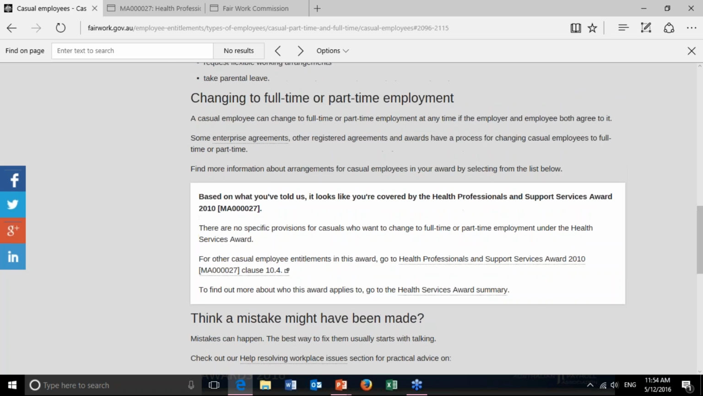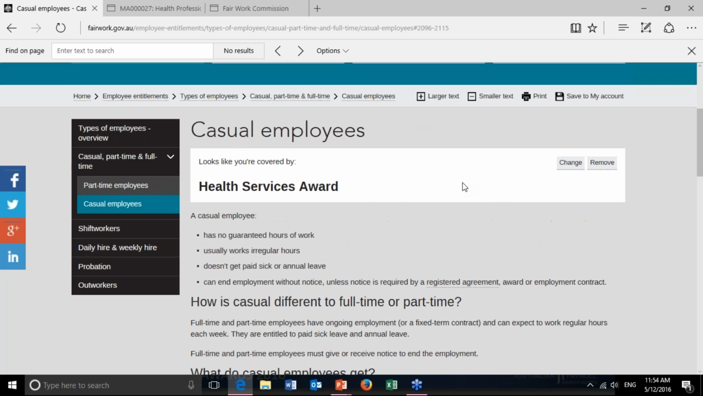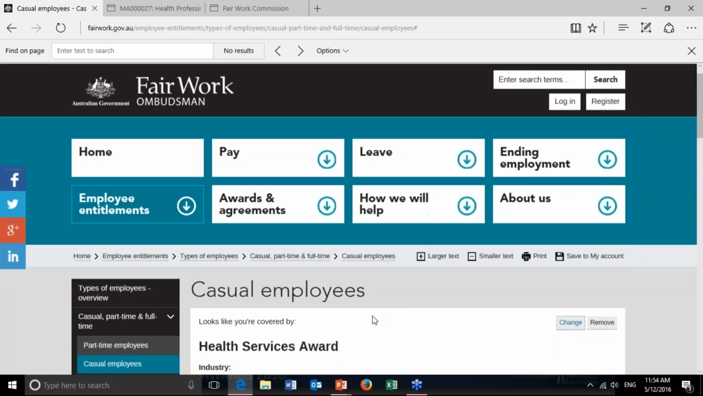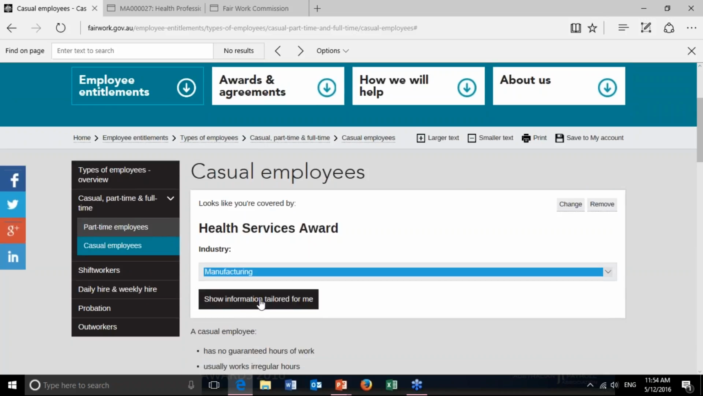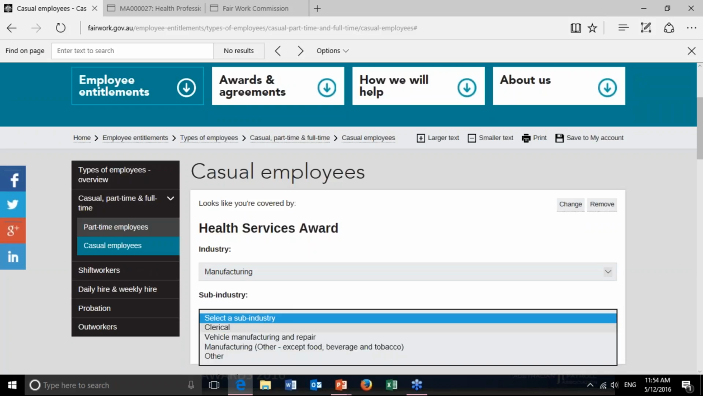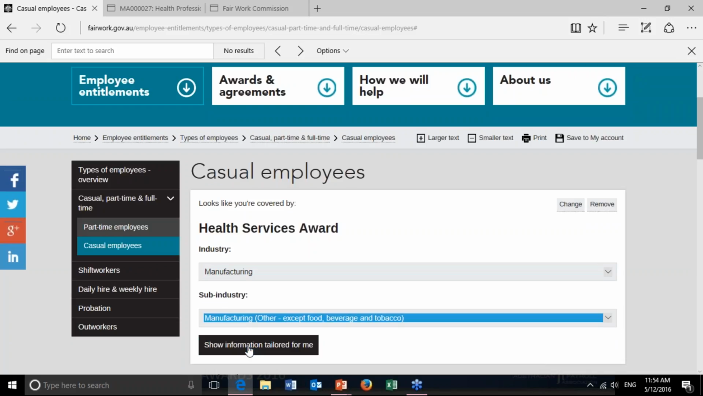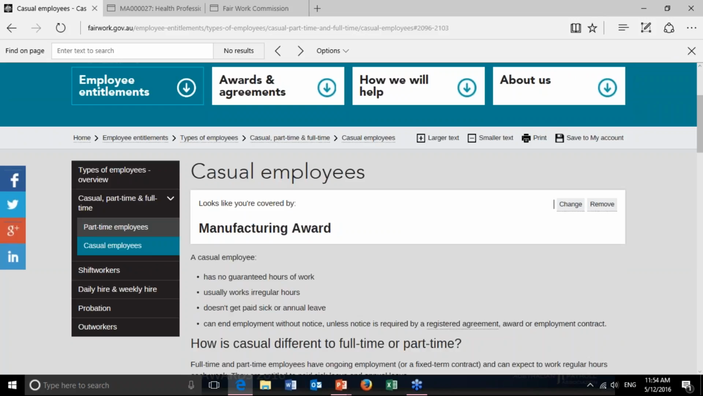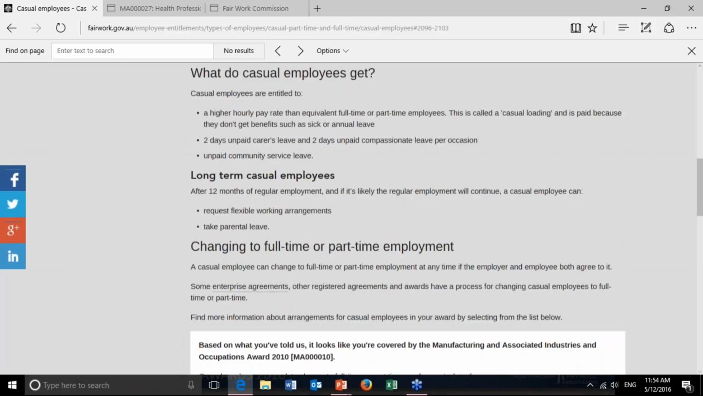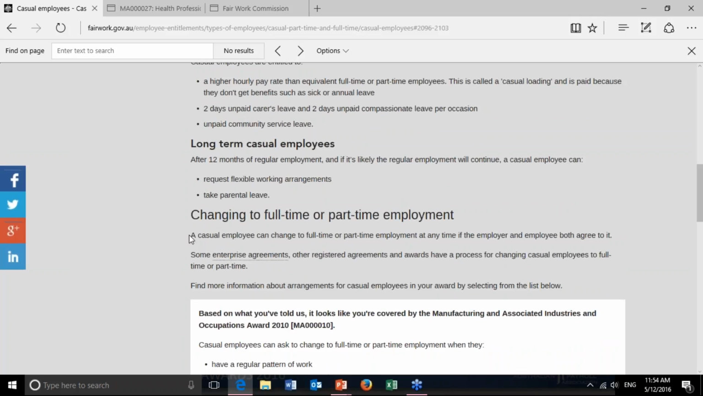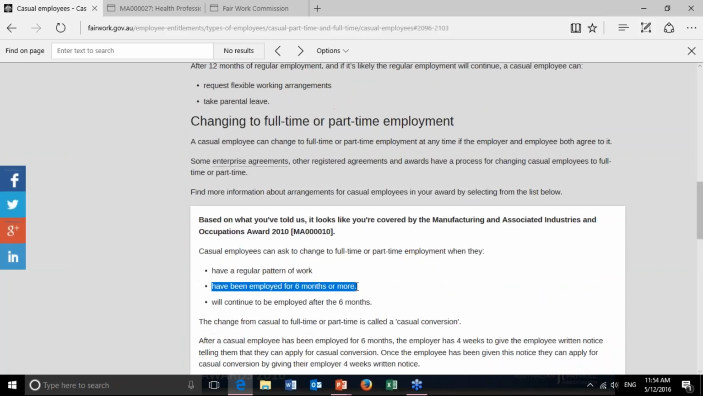Certainly doesn't say in this award, but I can guarantee you if I was to change this to a different award, and it's quite simple, you just hit the change button to manufacturing, it's just a quick reference guide. And I take the manufacturing industry, let's have a look at what they say for casual employees. Casual employees can ask to change to full-time if they've had a regular pattern of work, if they've been employed regularly for 6 months or more, and have what we tend to term regular and systematic hours. Those 3 points there pretty much cover that.